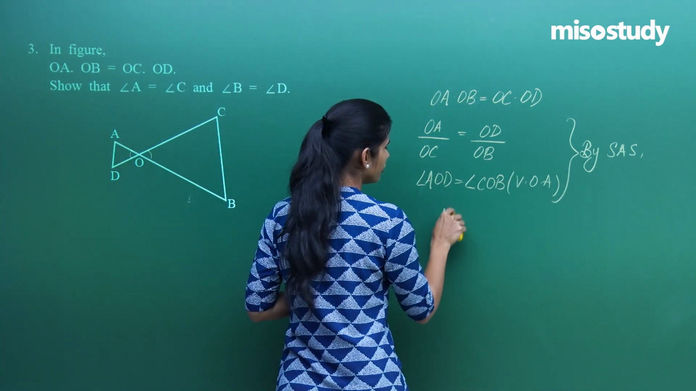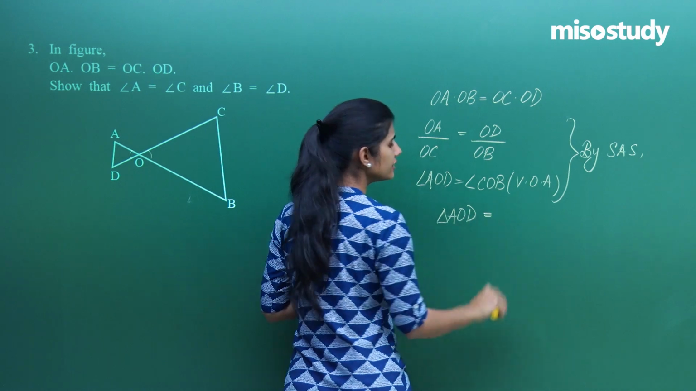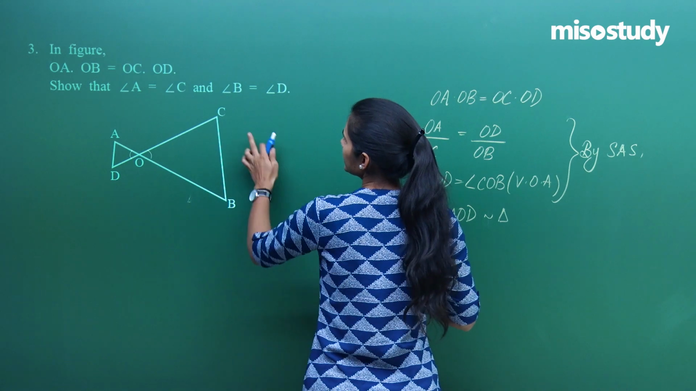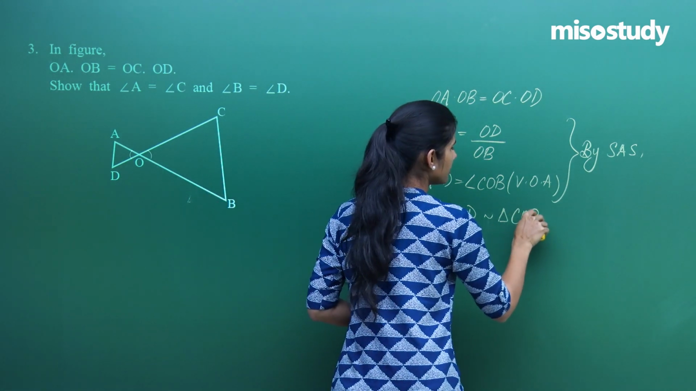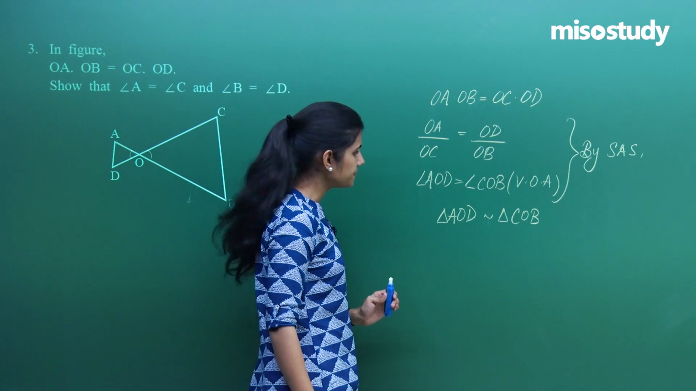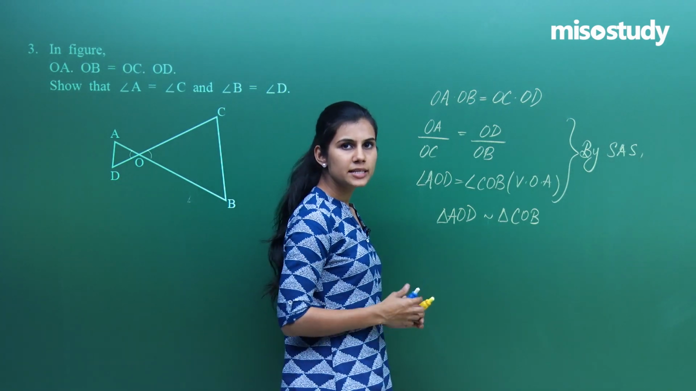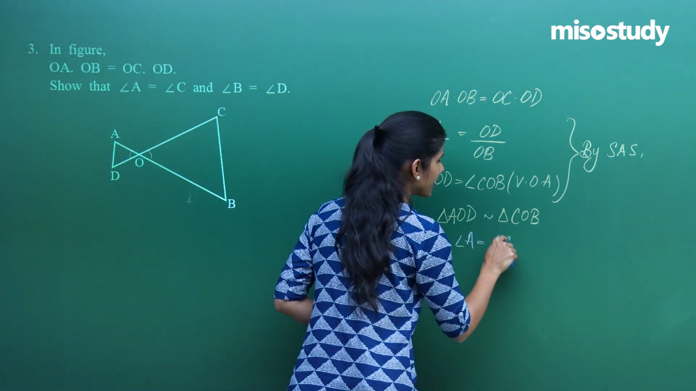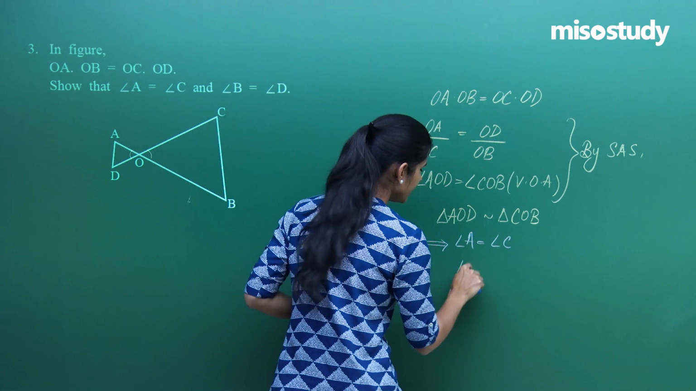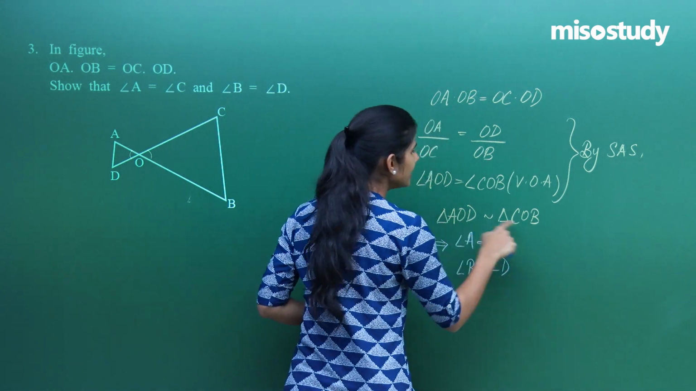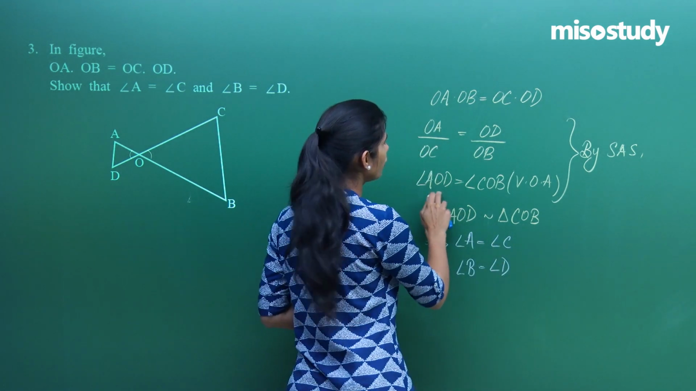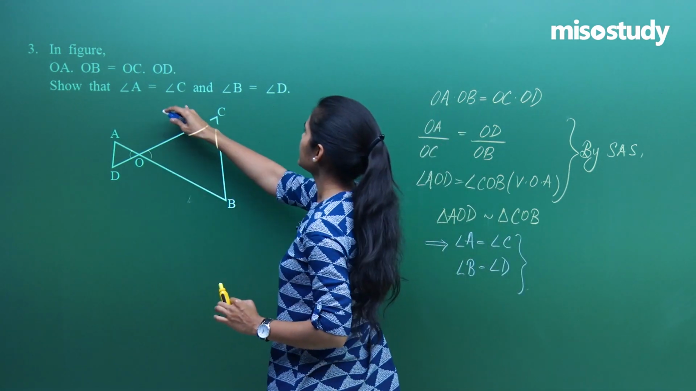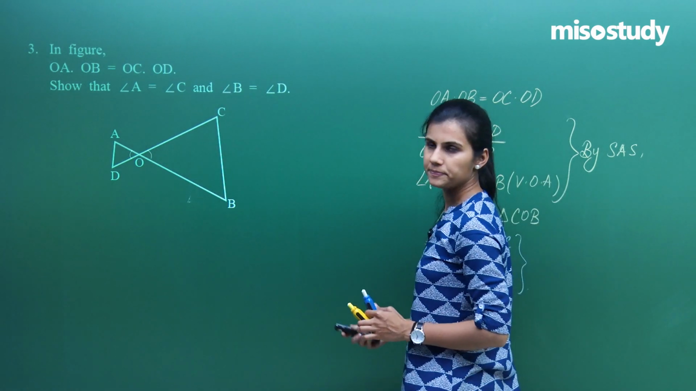Triangle AOD is similar to triangle COB. The fact that these two triangles are similar means that their corresponding angles are equal and corresponding sides are proportional. So this gives me angle A is equal to angle C, angle B is equal to angle D, and the angle at O in both these triangles is the same, which I already know because they are vertically opposite angles. So I have got what I wanted. I have got AC and angle B is the same as angle D.